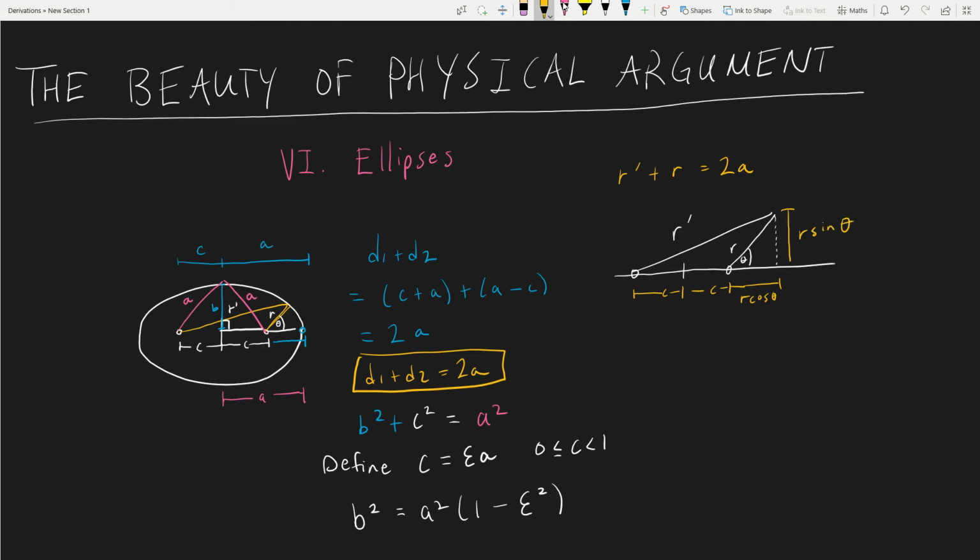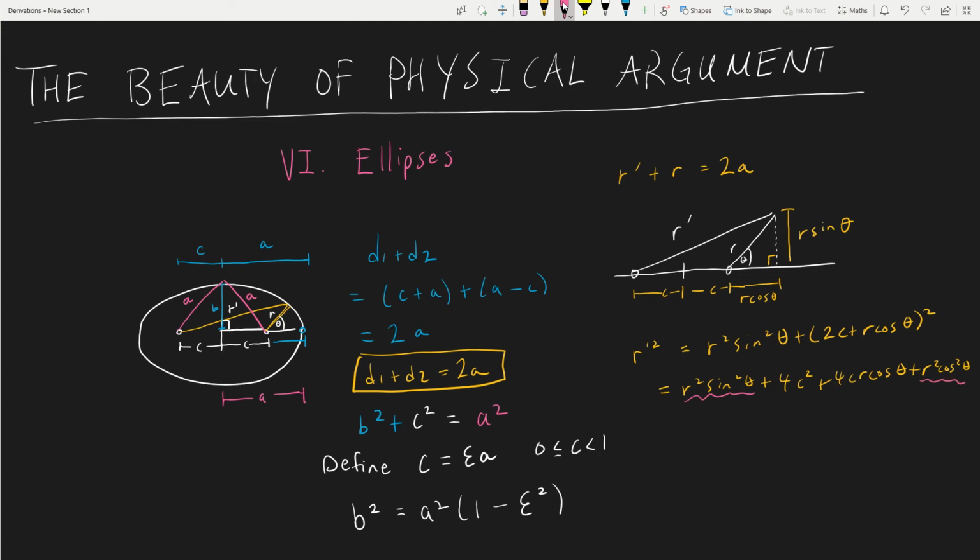So we have another right triangle. We can use Pythagoras again. So r prime squared is equal to r squared sine squared theta plus (2c plus r cos theta) all squared. Let's follow through the math on this. We get r squared sine squared theta, and then we get 4c squared plus 4cr cos theta plus r squared cos squared theta. And with our identity that sine squared plus cosine squared is 1, this reduces to r squared.